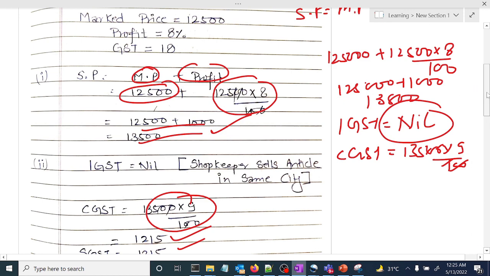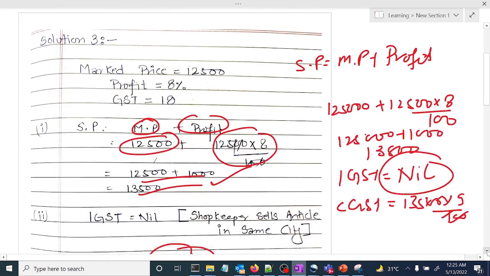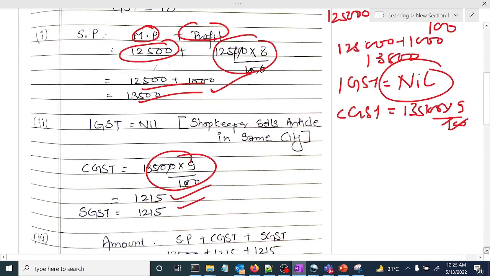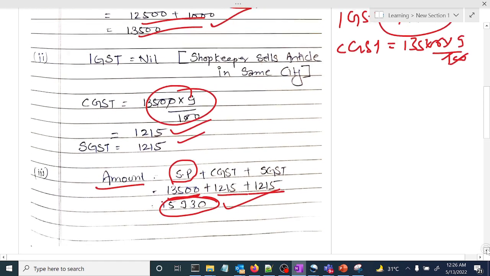Then the last question asks for the amount which the consumer pays. So what is the amount? Selling price plus my CGST and SGST. So the amount is how much the consumer is paying to the dealer, right? This is the price the consumer is paying. Selling price plus CGST, SGST, so 15,930. Okay, so question number 3 is done.